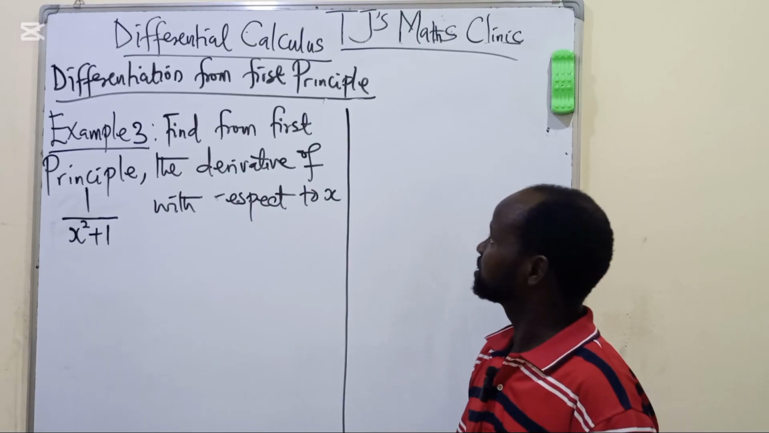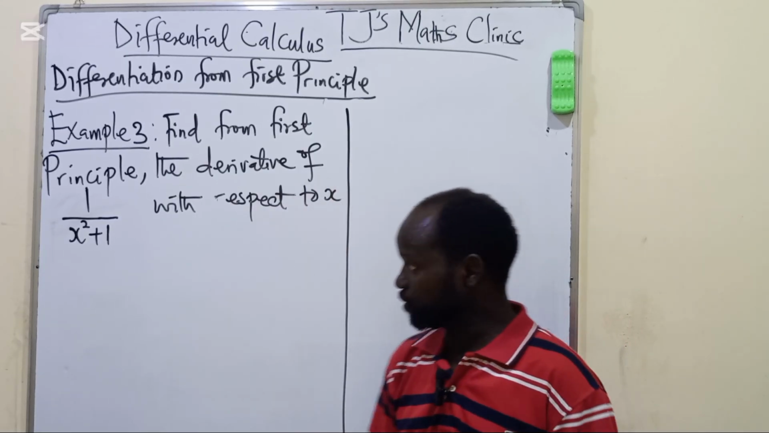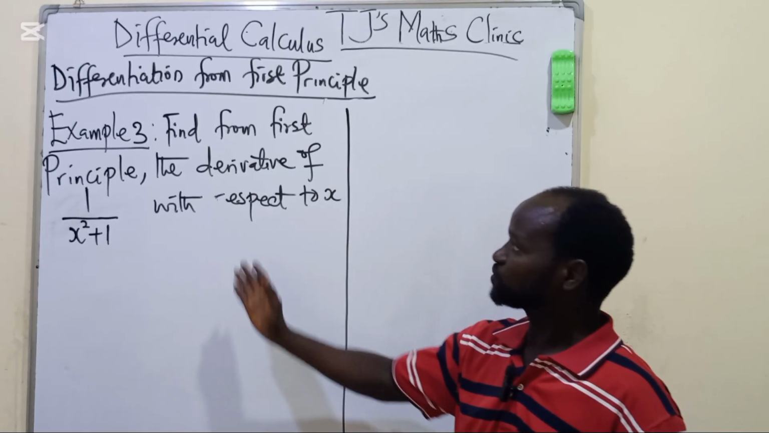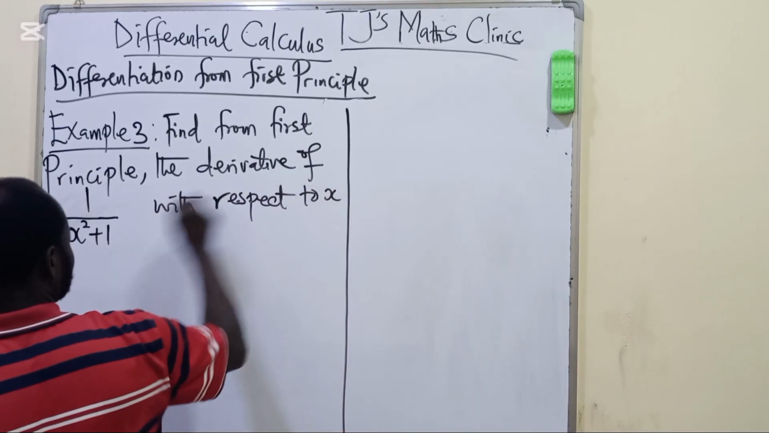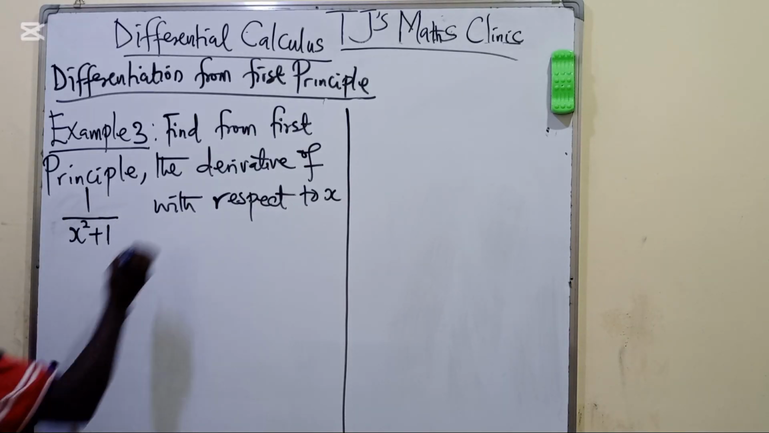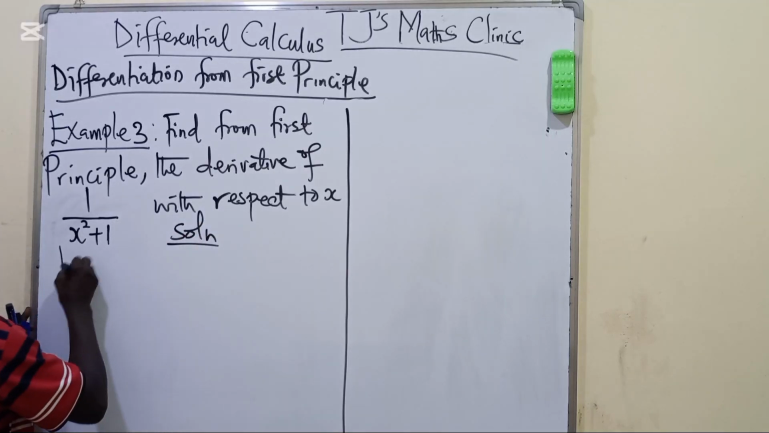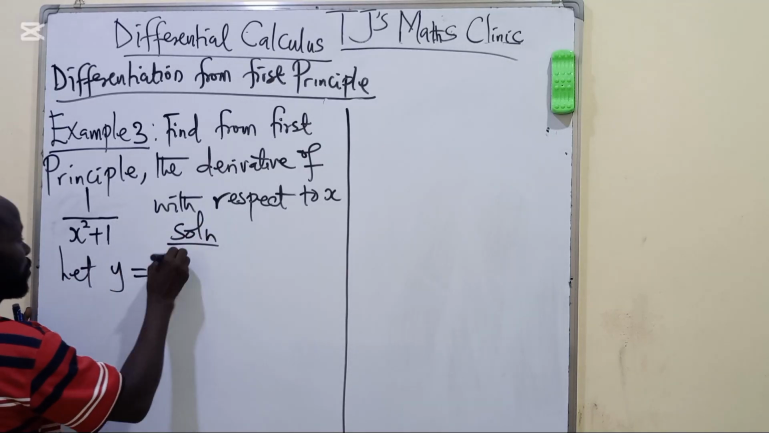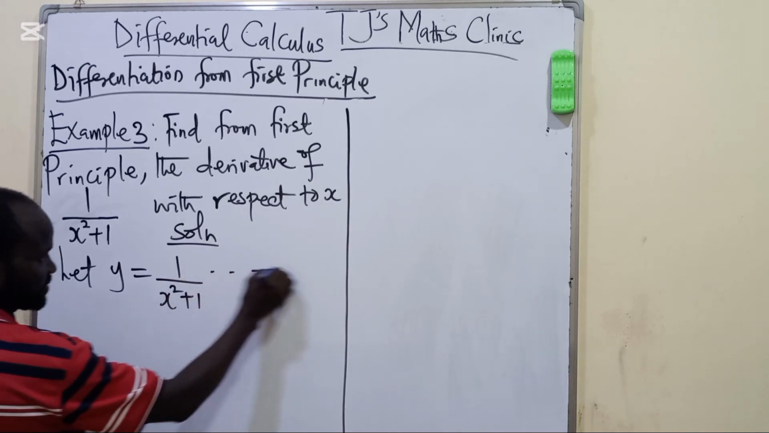Example 3, read. Find from first principle the derivative of 1 upon x squared plus 1 with respect to x. We are asked to find the derivative of this. The first thing for us to do is define this expression to be y. Let's write down the solution. Let y equal 1 upon x squared plus 1. Let's call this equation 1.